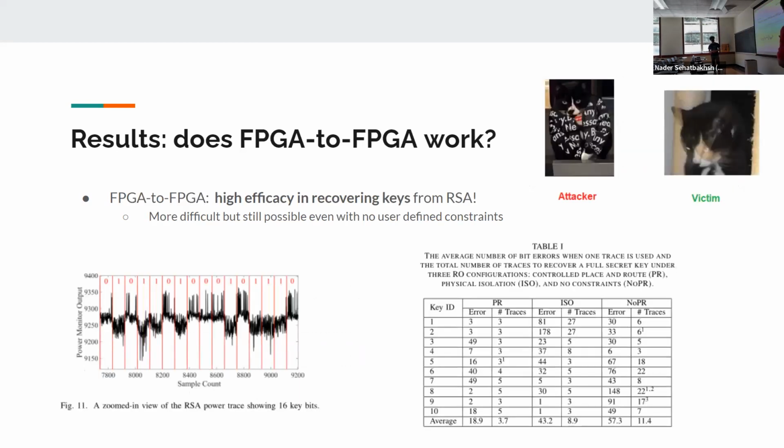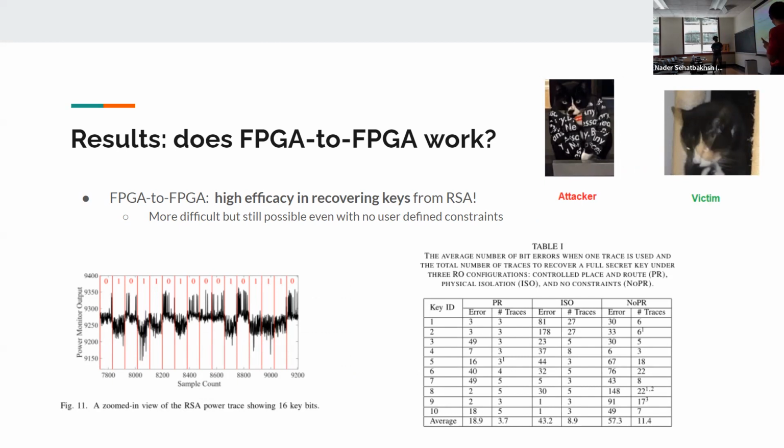And for the FPGA to FPGA attack, it actually worked very well. You can see on the plot on the lower left, that's an RSA power trace. You can see clearly the power trace looks different depending on what the bit of the exponent is, and this will let you recover the key. It's not exactly perfect. On table 1, you can see some results here.